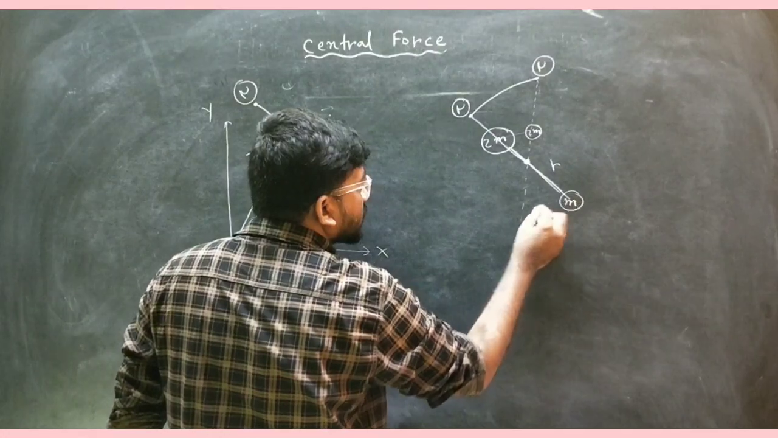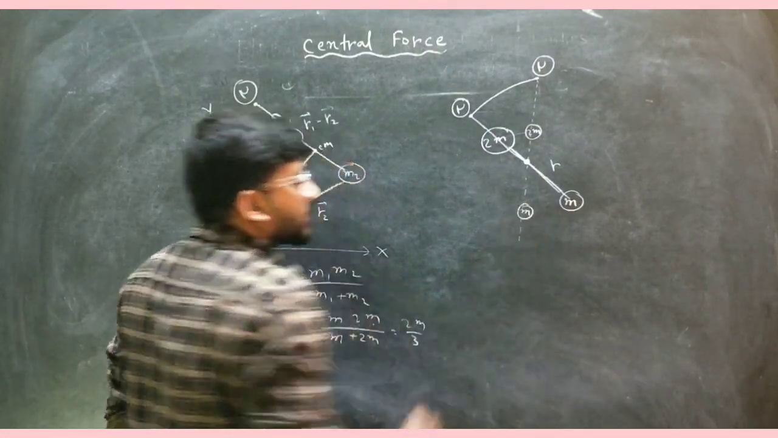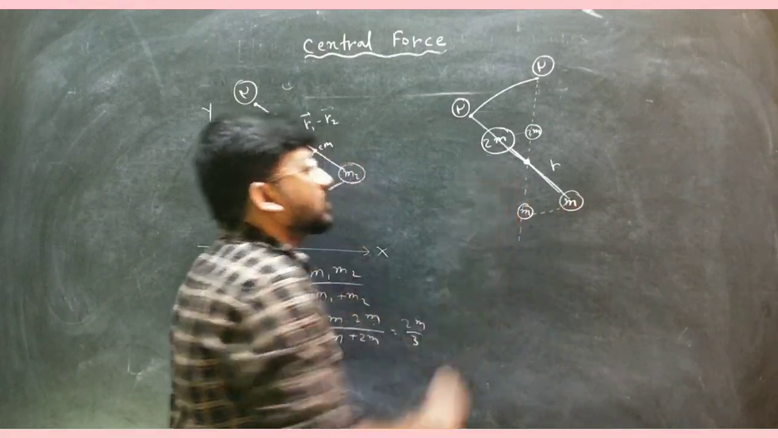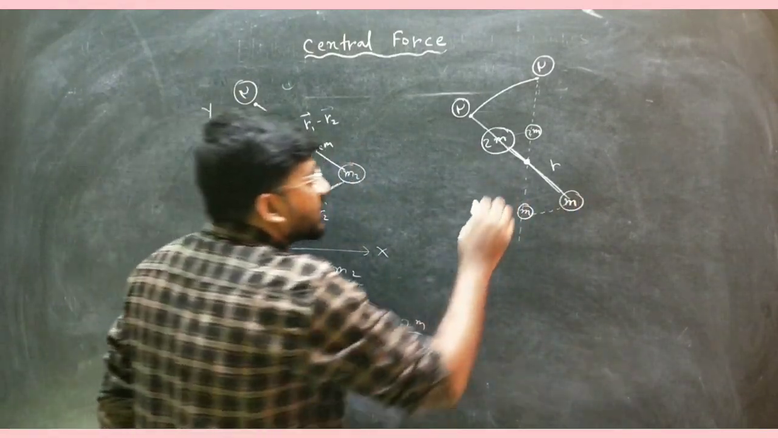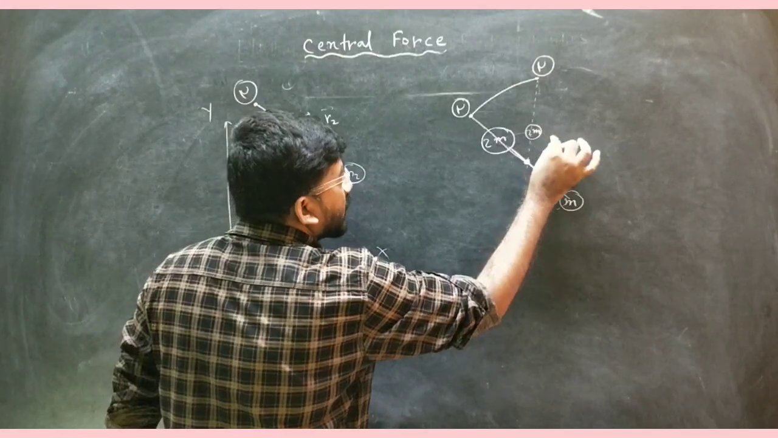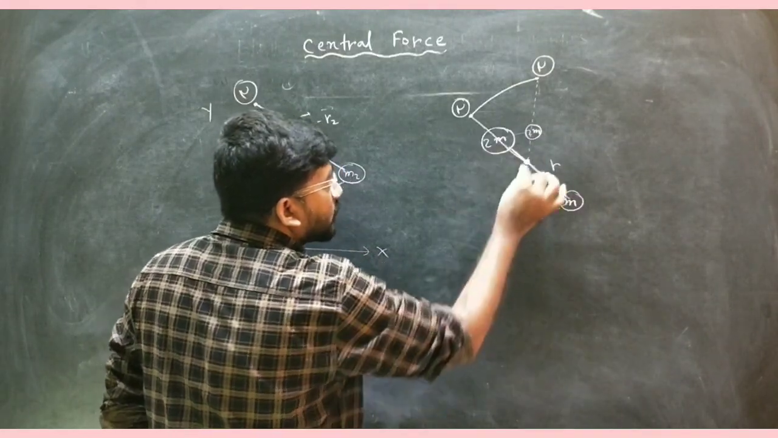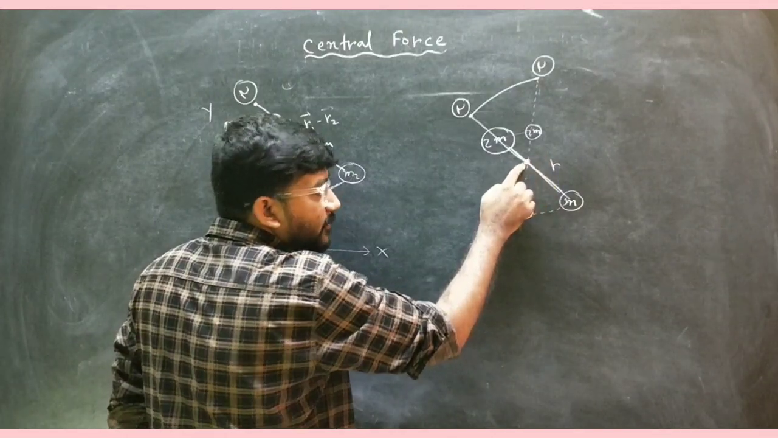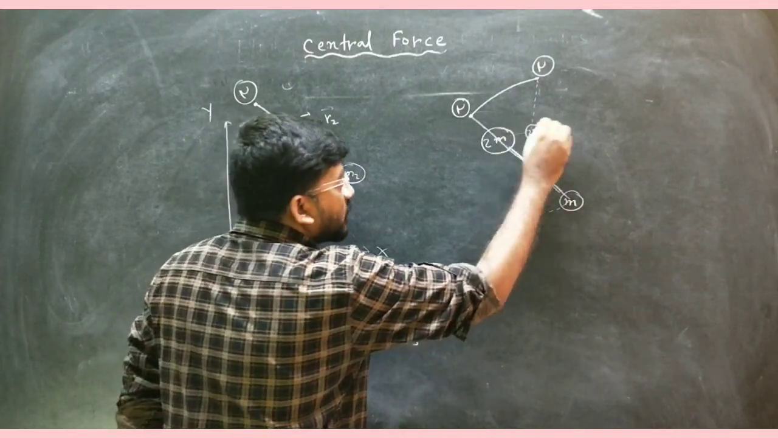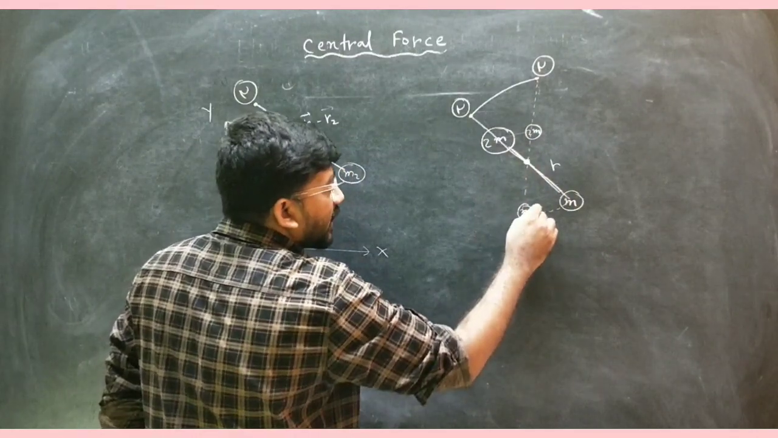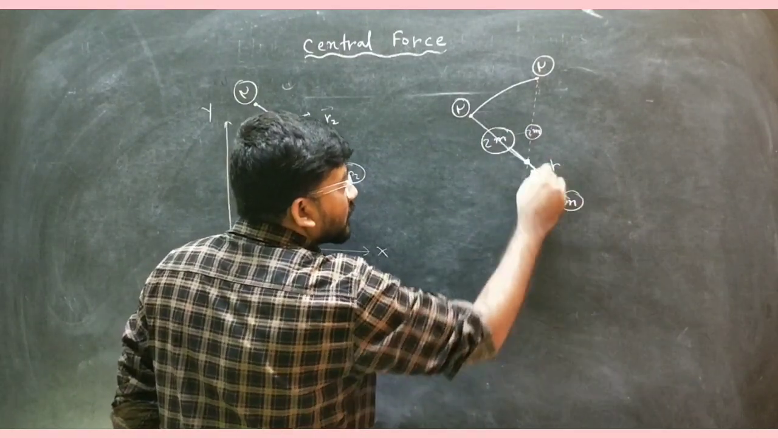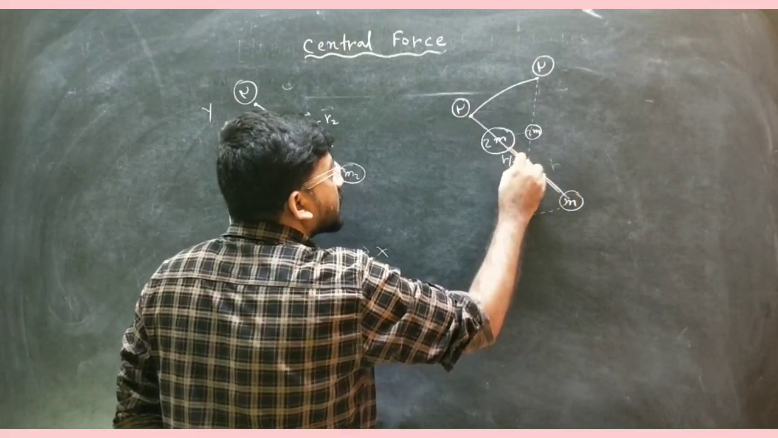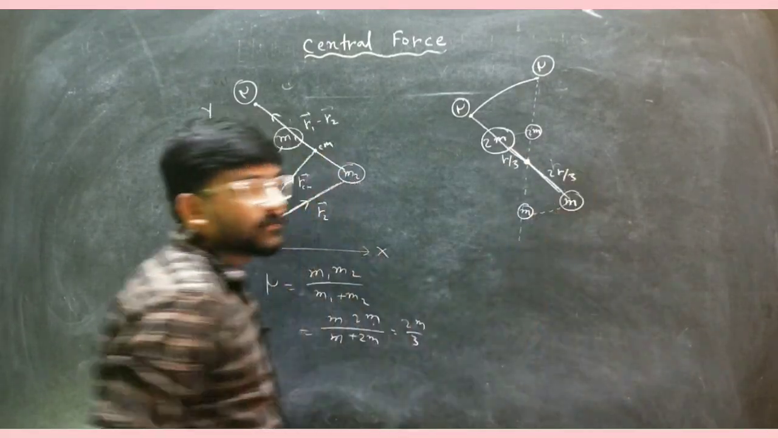Similarly, m will move from this point to this point. You can see. Okay. So you can realize that this 2m will move along this circle, with respect to the center of mass. This will be acting as a center, and this 2m will be moving along this circle, and m will also be moving along this circle. The radius of this circle will be r by 3, and the radius of this one will be 2r by 3.